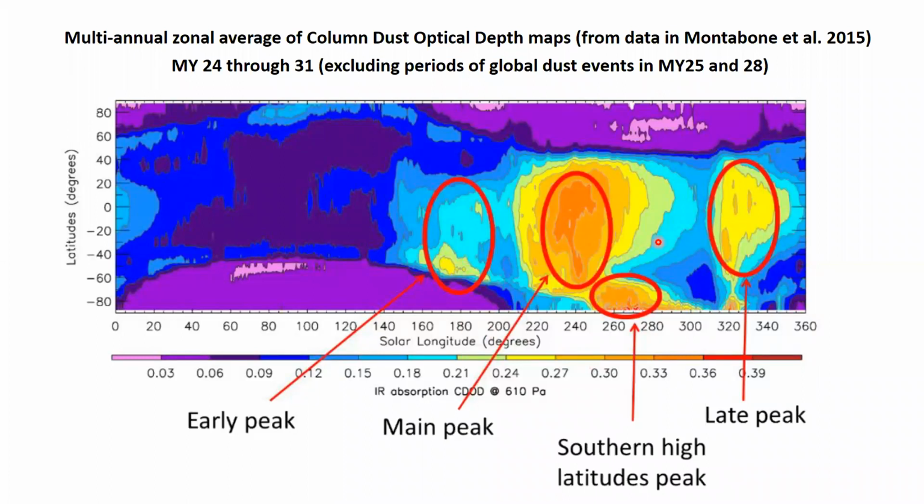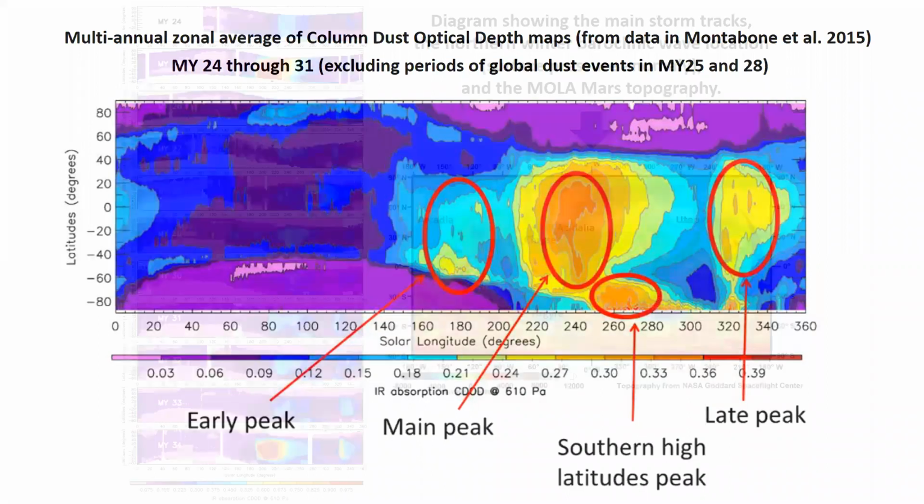Now, if we summarize all these multi-annual plots into one single multi-annual zonal average, we clearly distinguish the three peaks that I told you, plus another one, the southern high latitude peak. So we have an early peak early in the season between LS 140 and 180, and then a main peak at LS 220, a late peak at LS 320, and then this southern high latitude peak. Do we understand them? Yes, we do. It would take another proper talk to talk about the dynamics that explains what we see in these plots.